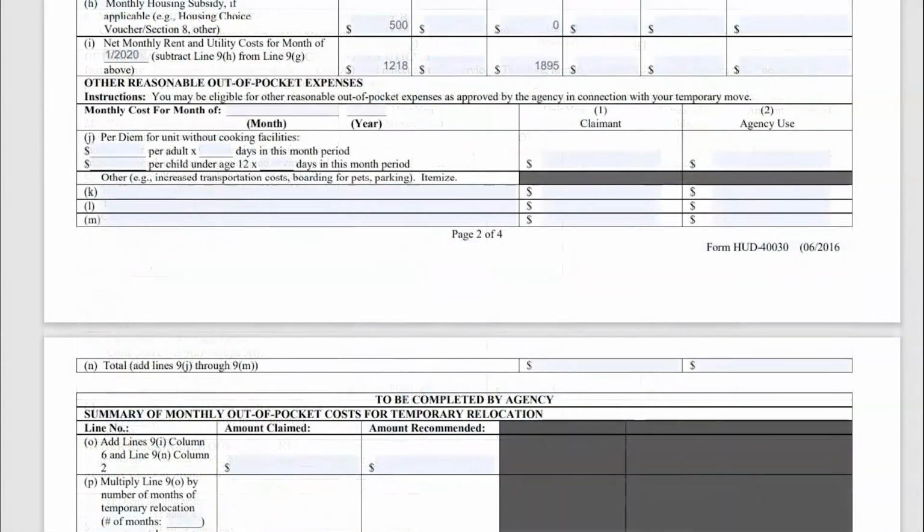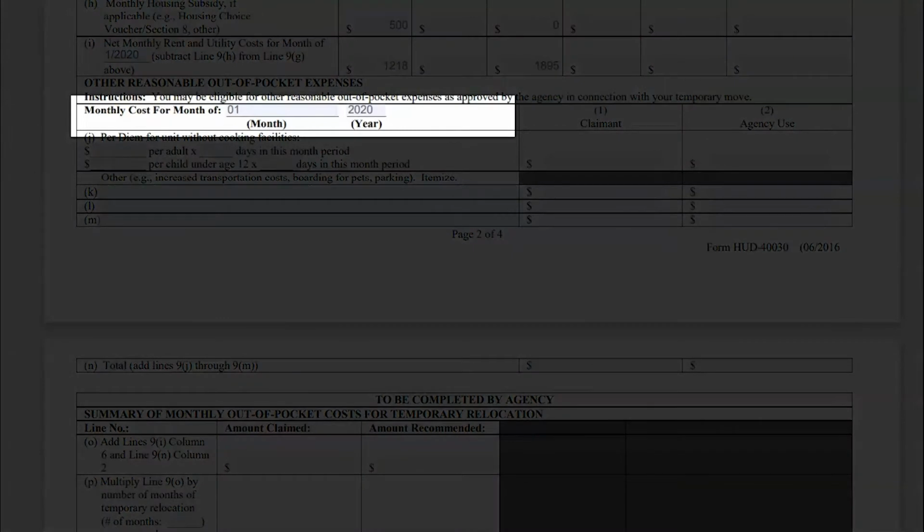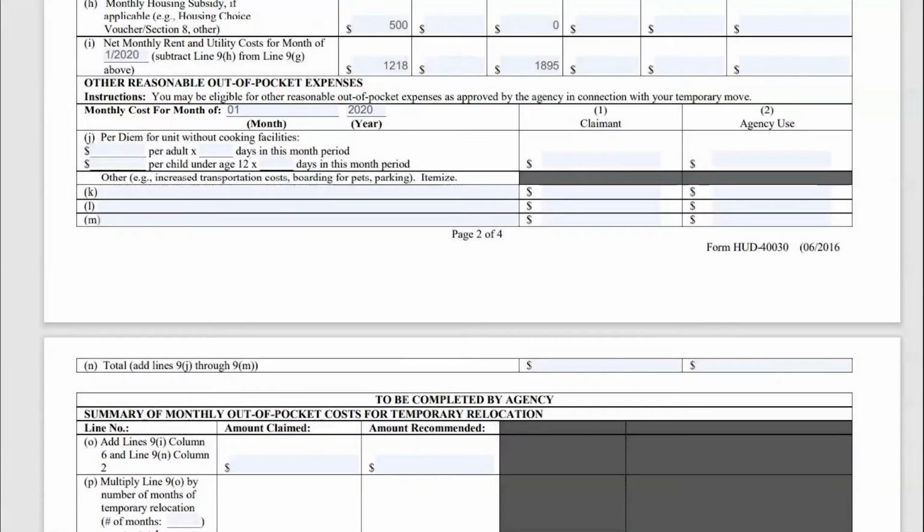Lines J through M are for claimants to input other reasonable out-of-pocket expenses to request a claim. In the first row, the claimant should input the month and year for the claim. Then in line J, claimants can request per diem if there are no cooking facilities at their temporary residence. They should include the amount per adult and number of days in the month, and the amount per child and the number of days in the month. Then input the total in the claimant row.